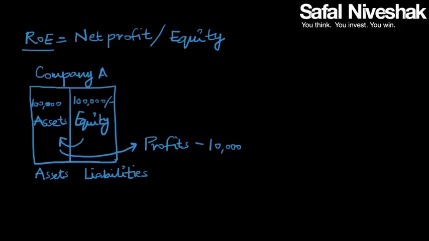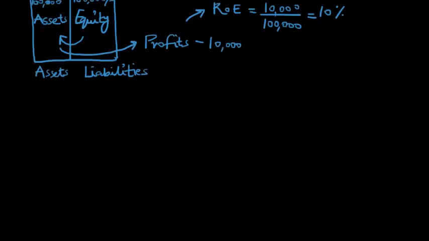So based on the above formula, the ROE for this company A is 10,000 divided by 100,000 of equity, which gives a figure of 10%. So this company earns a 10% ROE, or return on equity, right? Now let's take an example of company B, which is of the same size.